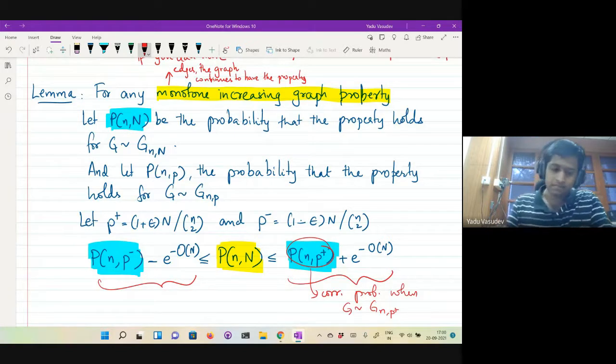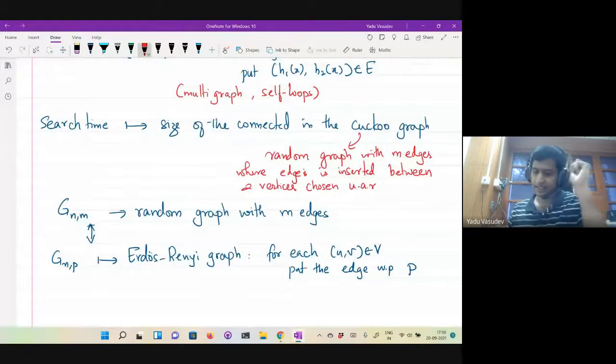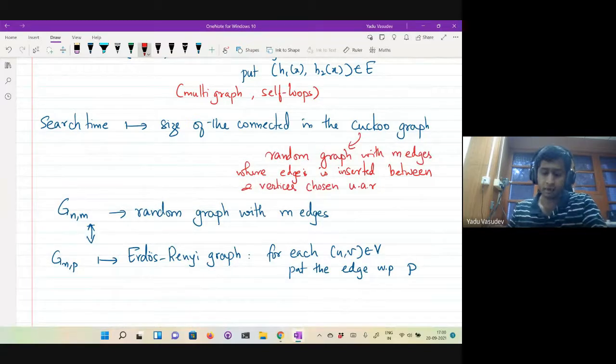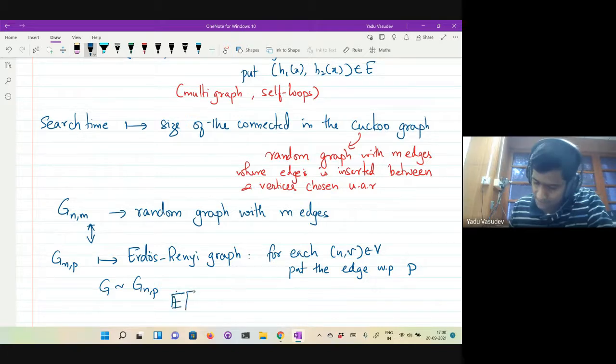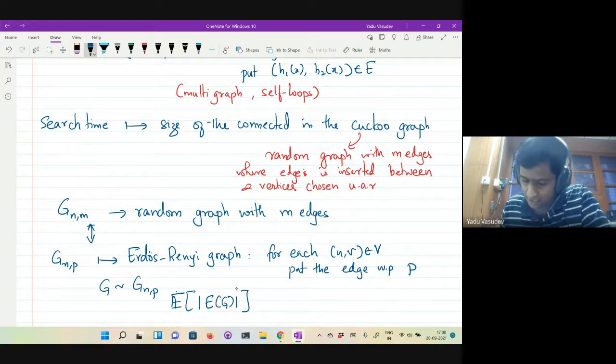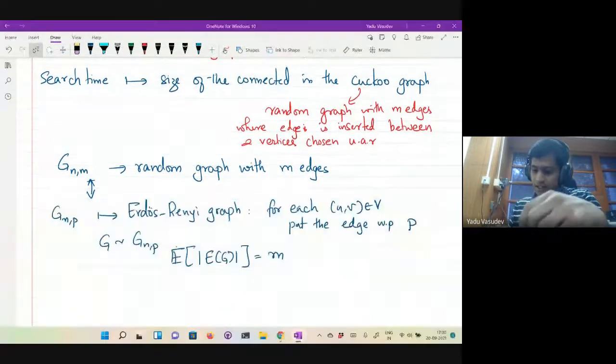So intuitively, what it says is that to analyze the connected components of the graph obtained from G(n, M), the cuckoo graph, it is sufficient to analyze this Erdős-Rényi graph, which is given by G(n, p). For what value of p? Say you sample G as an Erdős-Rényi graph. You want the expected number of edges in G to be like M, so that you can then claim that it is concentrated around that expectation.